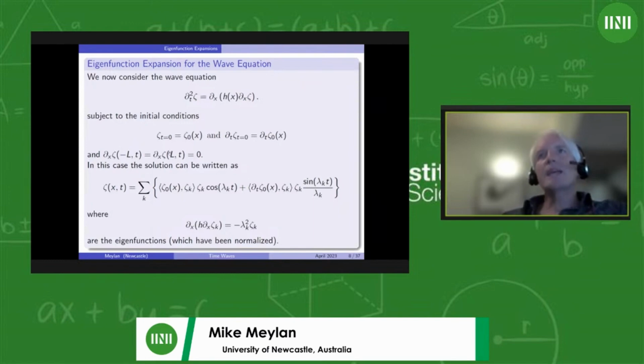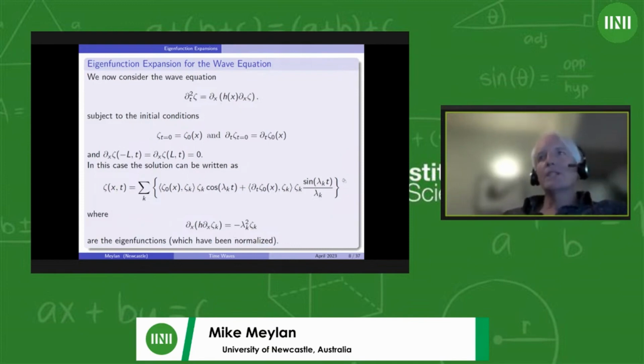In this case, the solution is written down as this. Here's the notation, and I'm trying to match what we wrote before, but this inner product is now an integral because the functions are continuous. They're not vectors anymore.